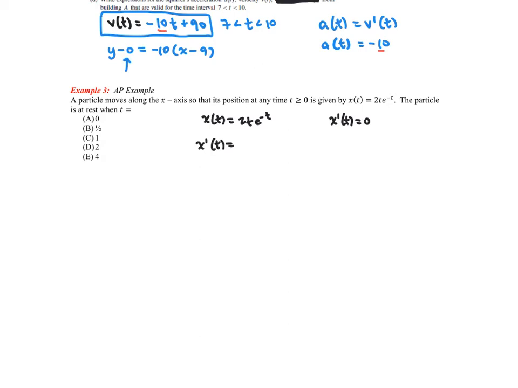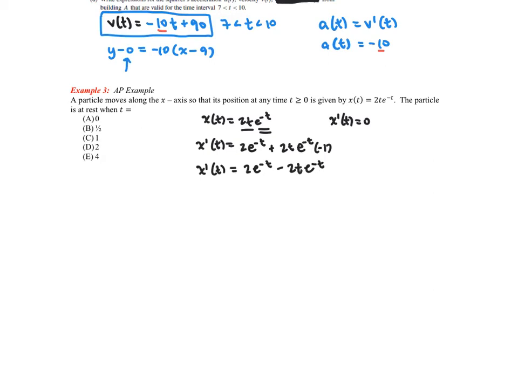Of course, we've got to use the product rule here, where we've got the first function and the second function. So the derivative of the first is 2 e to the negative t, plus the first function times the derivative of the second. The derivative of e to the negative t is e to the negative t times the negative 1. All right, so I'm going to rewrite and clean this up into a form that will be more pleasing: 2e to the negative t minus 2t e to the negative t.